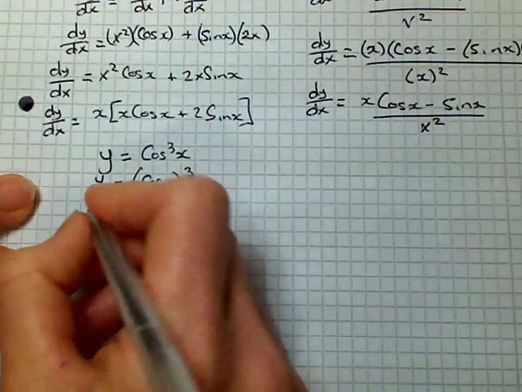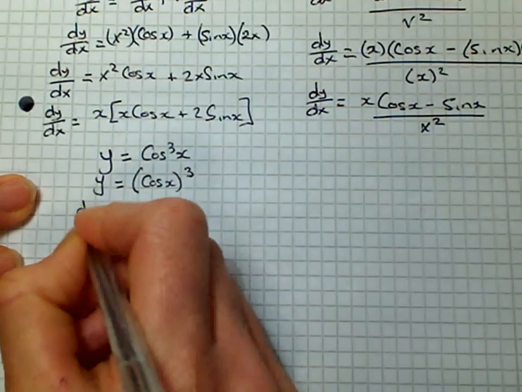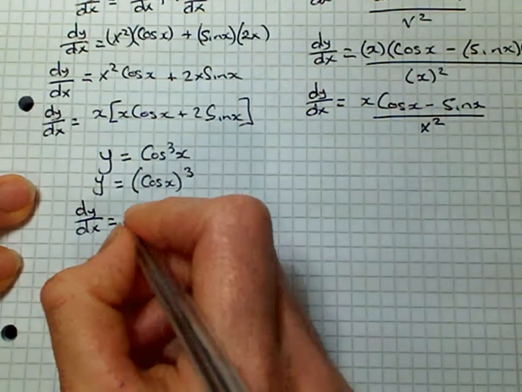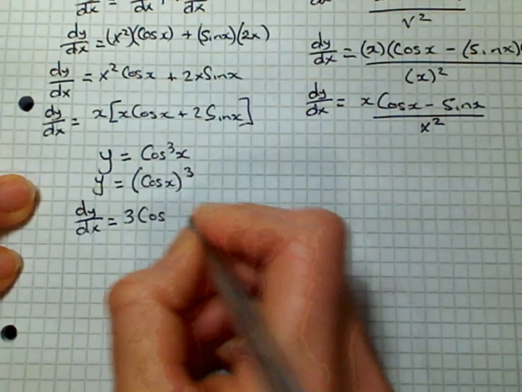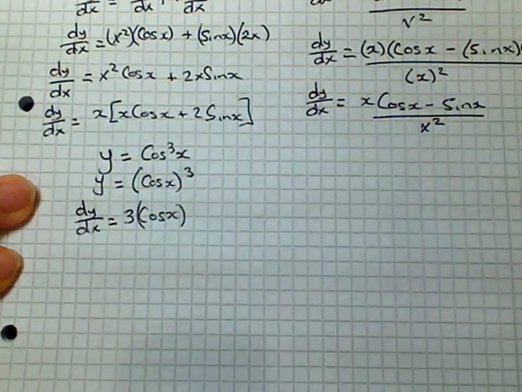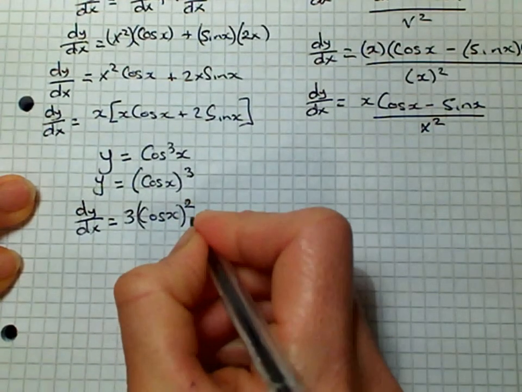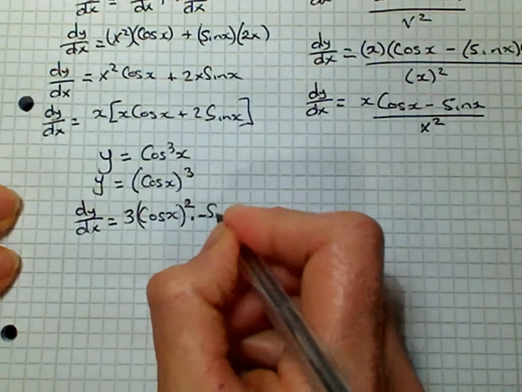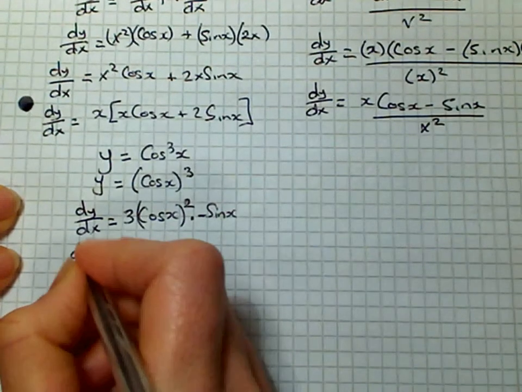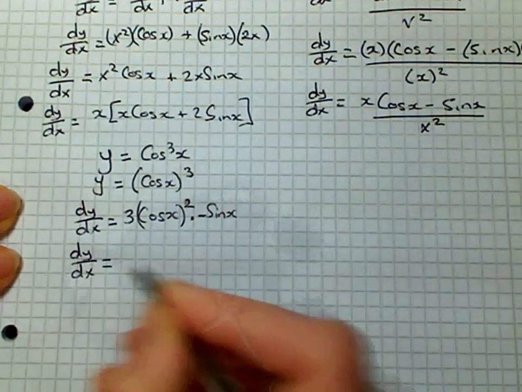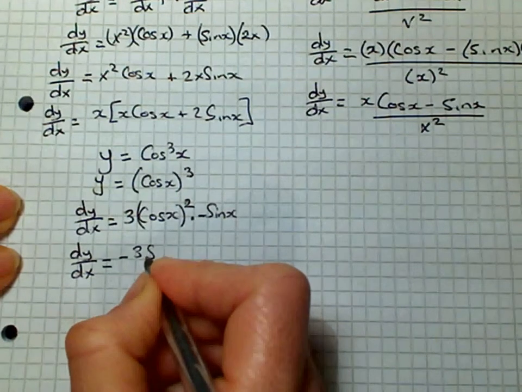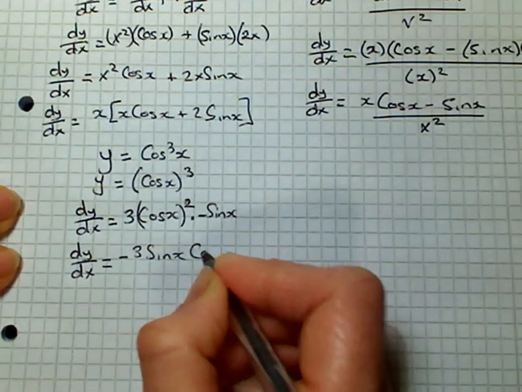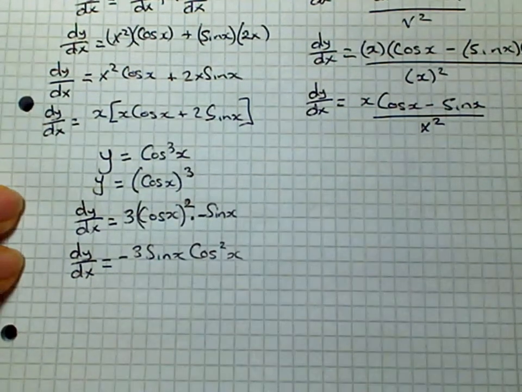Now, as you can see, it looks like a chain rule. So dy dx is equal to 3 cos of x, and take 1 away from your power, to the power of 2, by, when you differentiate the cosine of x, you get minus sine of x. So the finished differential is minus 3 sine of x cos squared of x.